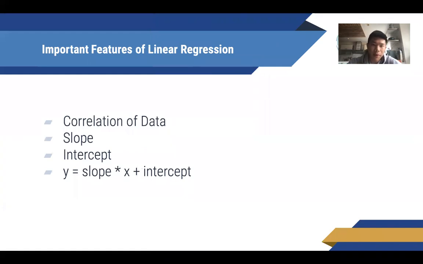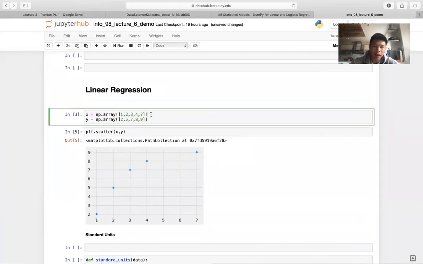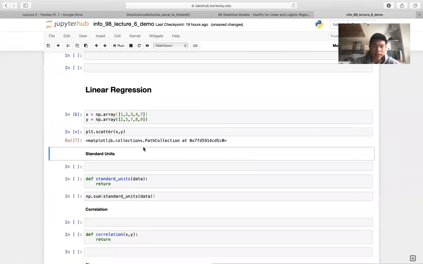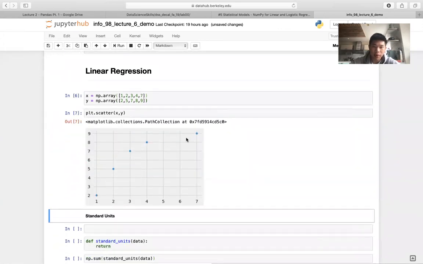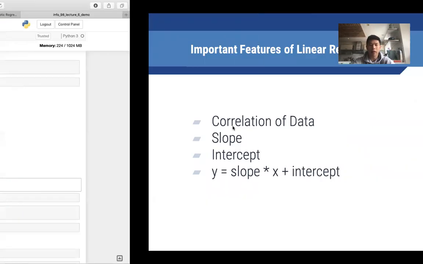We were talking about the important features of linear regression. So let's start working with some real data points. Here I made these two arrays, an X array and a Y array. If we see this as a scatter plot, we can see the points here. And we can see that there's kind of a linear trend, but we don't know the exact line that goes through it. So this is when we would start using our linear regression.